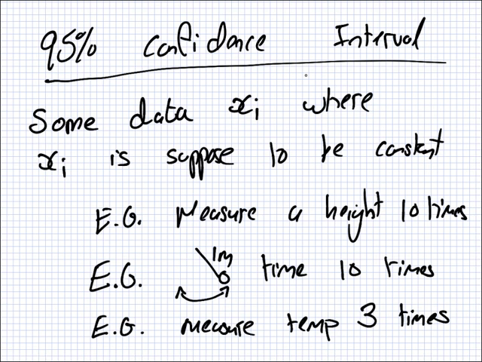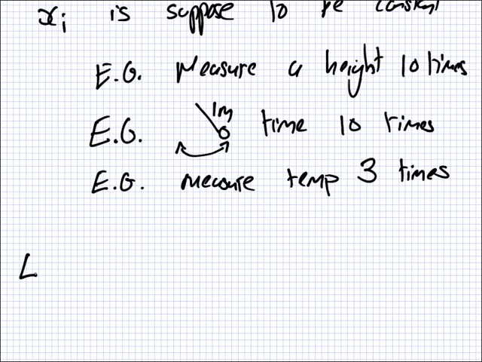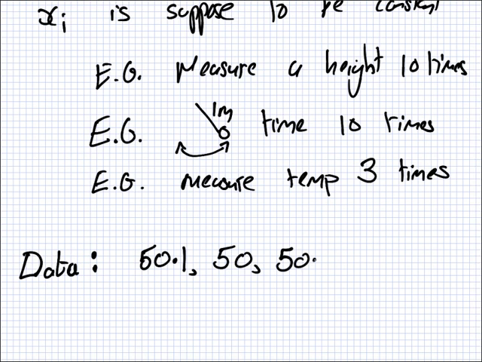It's where you have data and you want to try and estimate what the true answer is. And you can't know for certain because each time you measure, it's a little bit different. Okay? So, for example, here's our data. You measured temperature 3 times, was it? So maybe it's 50.1, 50, and maybe 50.2 as an example, Celsius.